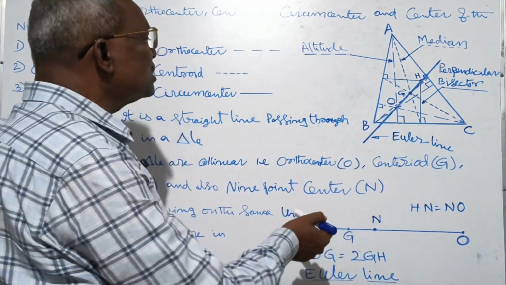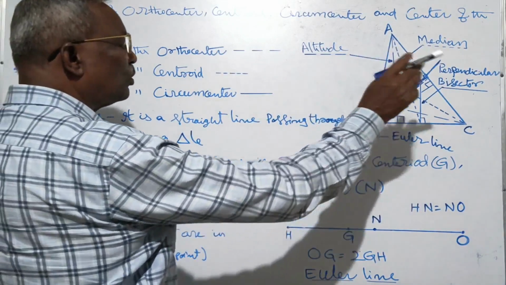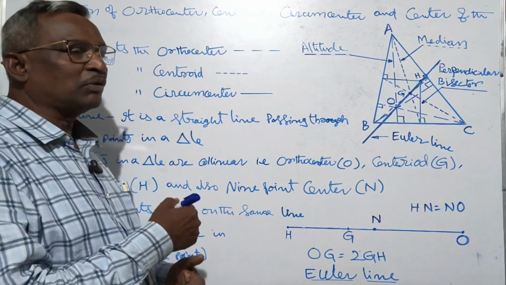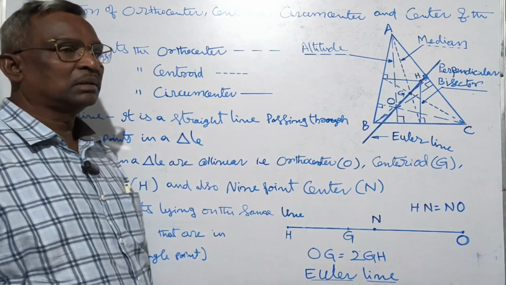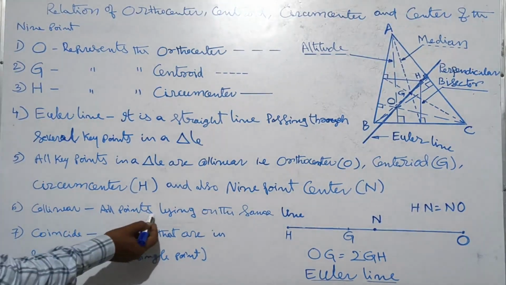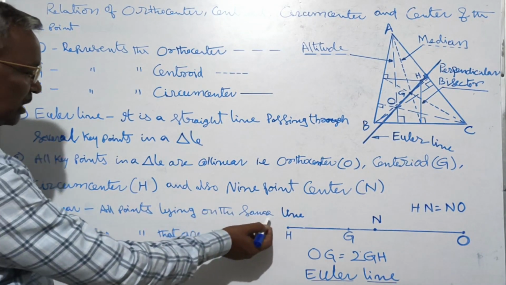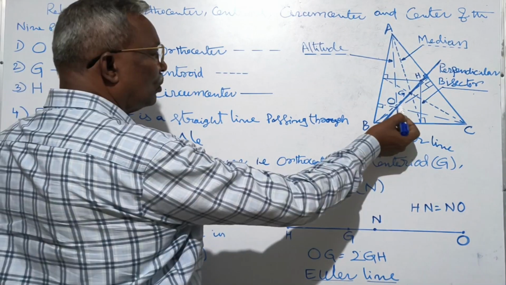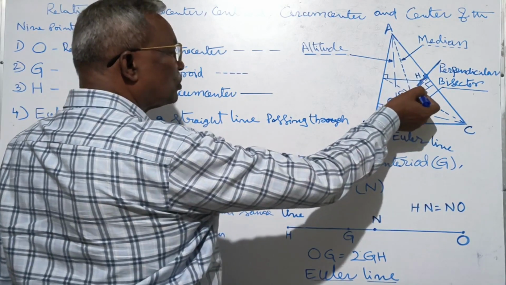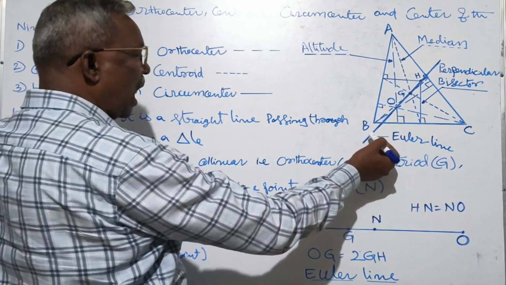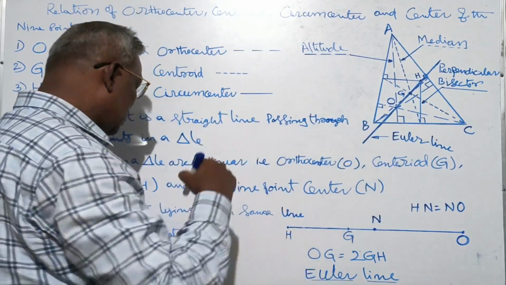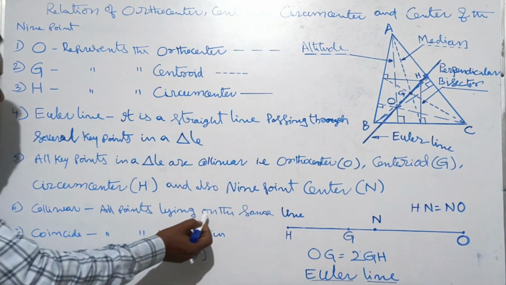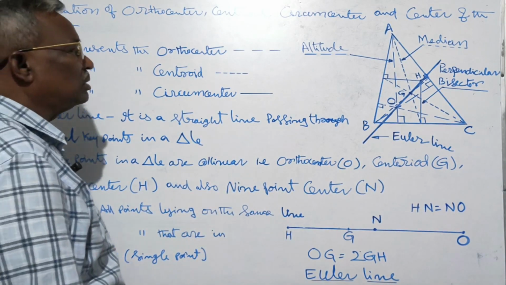Next, what is the difference between collinear and coincide? There are a lot of students who don't know the difference. Collinear means all points lying in the same line. O, G, H, and of course N is also there, some other point. All points available in the same line is called collinear.